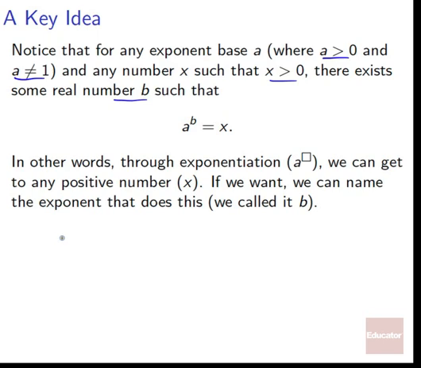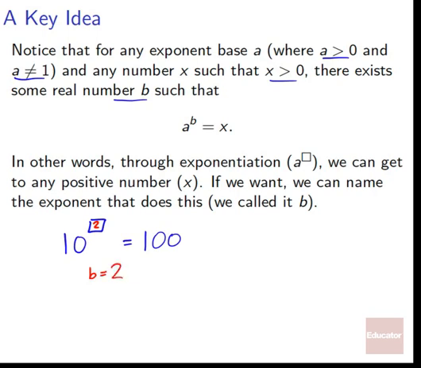So for example, we could say 10 to the something has to be equal to 100. Our question is, what number is it as our something? 10 to the what equals 100? Well, it's going to be 2, right? We raise 10 to the 2, 10 squared, we get 100. So in this case, if we want to name the number in the box, our b was 2.